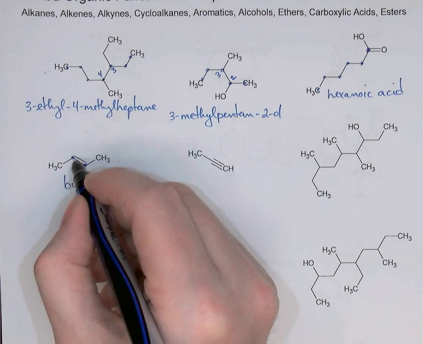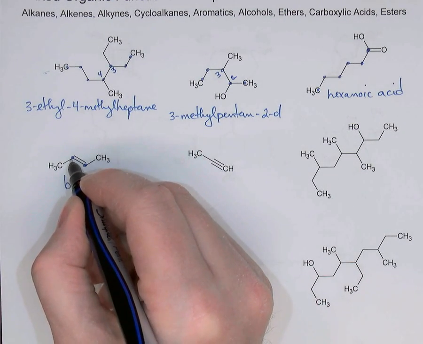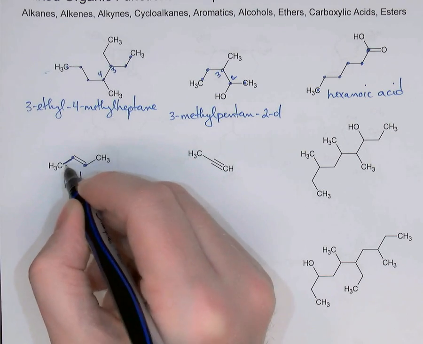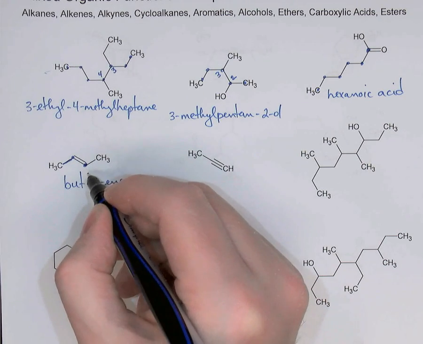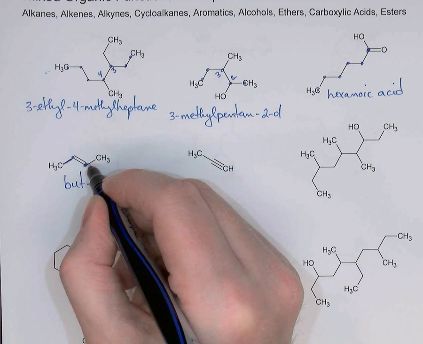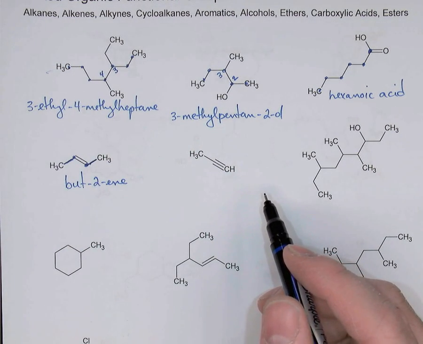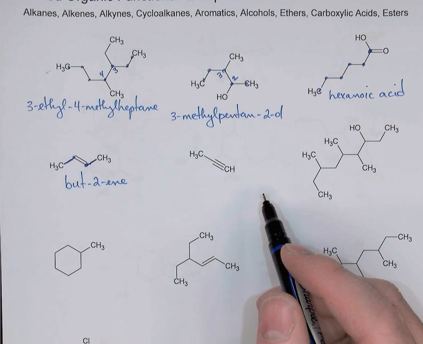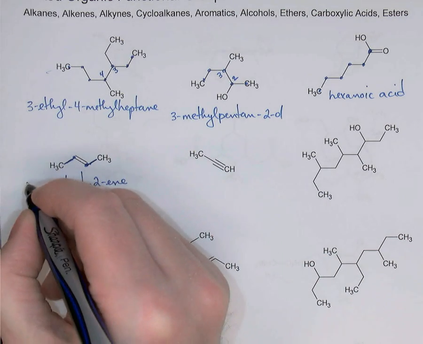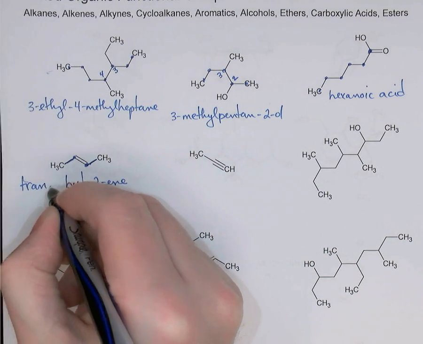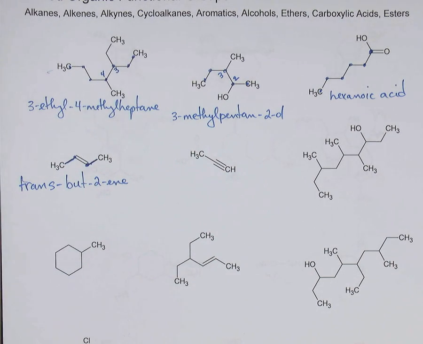Now, if we want to look at some geometric isomerism, we notice that the 2 carbons in the double bond, the one on the left has this methyl group coming down, pointing down. The one on the right side of the double bond has a methyl group pointing up. Those 2 methyl groups are going in opposite directions on either side of the double bond, which means this would be the trans isomer. So trans-but-2-ene.